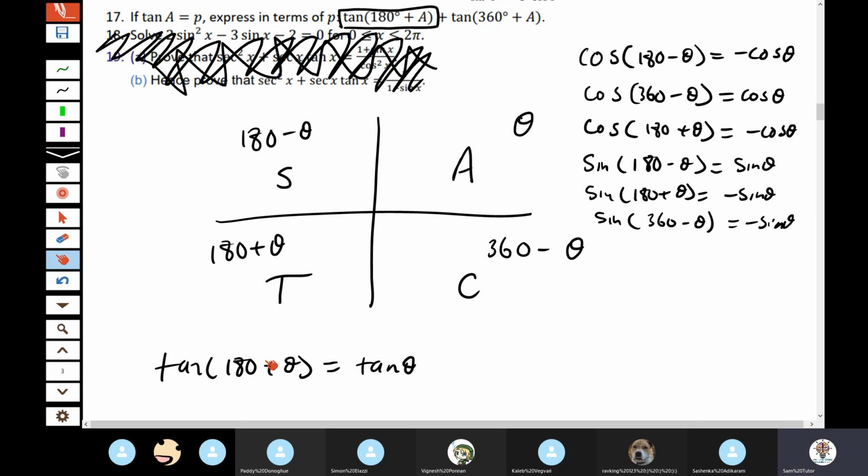Now hold on. 45 degrees is where? 45 degrees is here now. So tan 45 is still going to become tan 45. It's still positive. We're not talking about tan 45. We're talking about 180 plus 45. So what angle are we talking about?